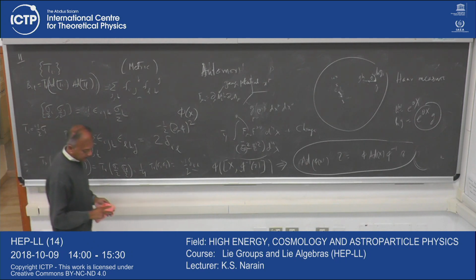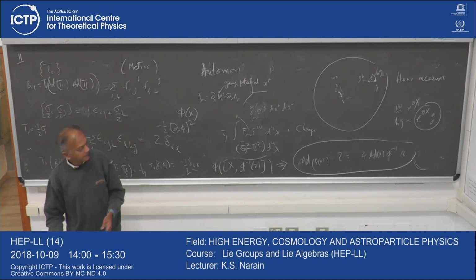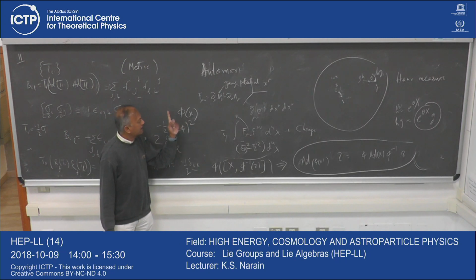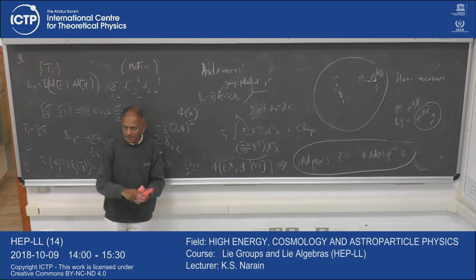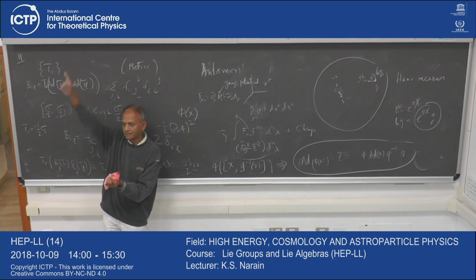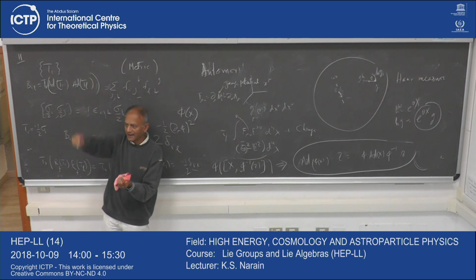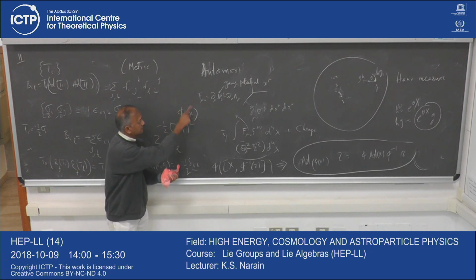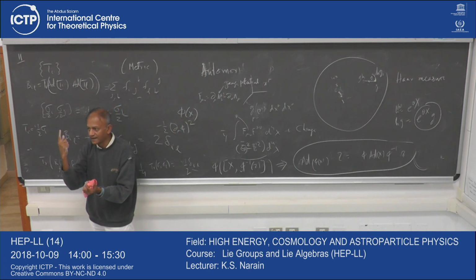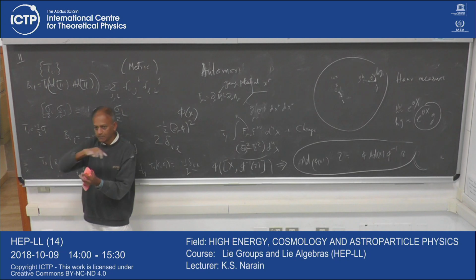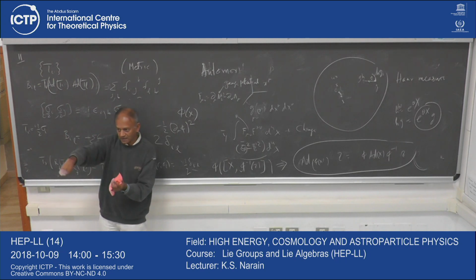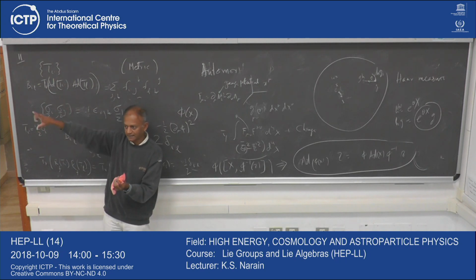In some applications, it turns out, I mean, what is phi? Phi is a function of x. It's a map from x to, say, suppose phi is a real scalar field. So it's a map from x to the real line, right? Because at each x, phi of x is some real number. So it's a map from the space-time x to a real line.